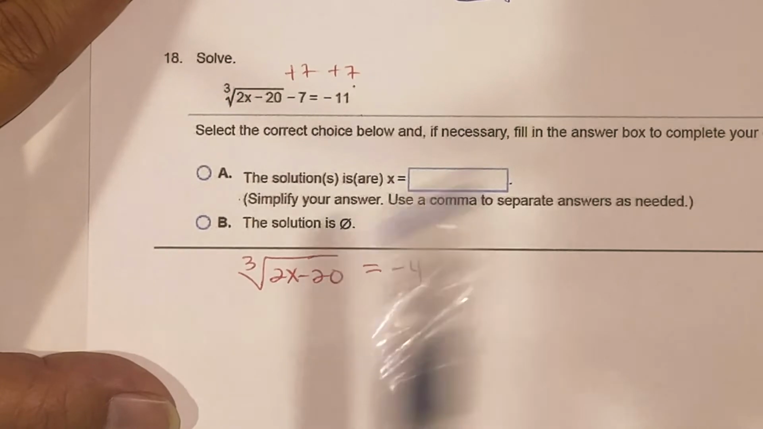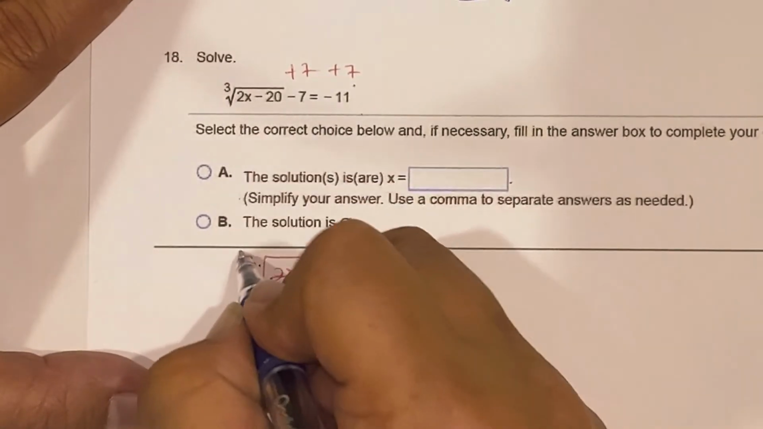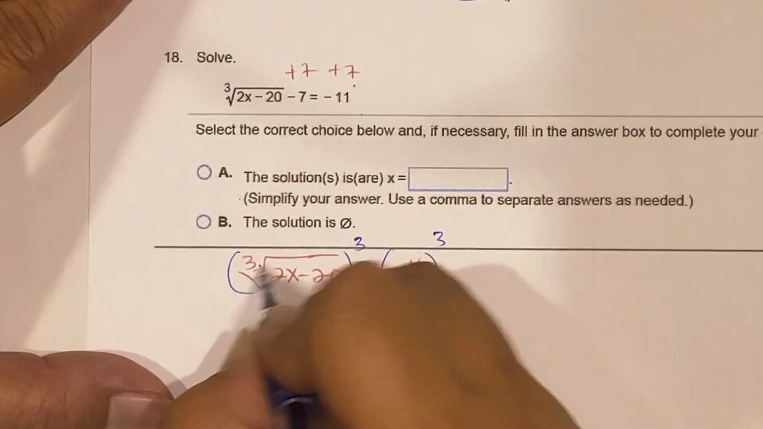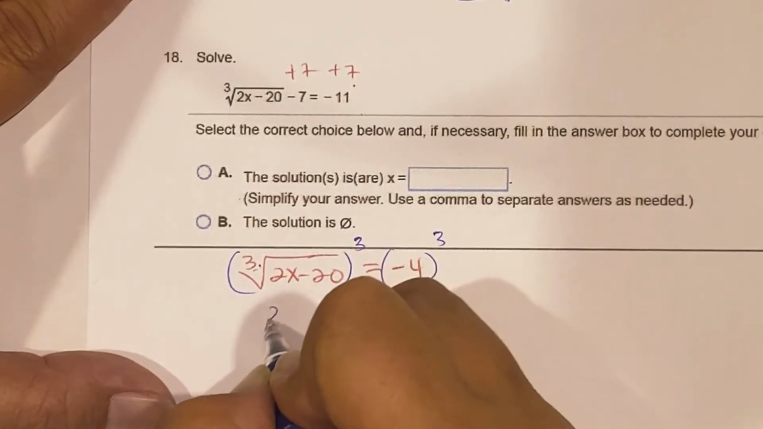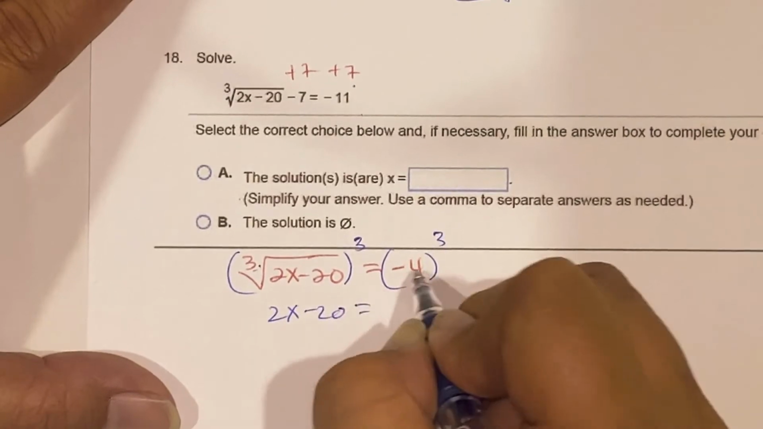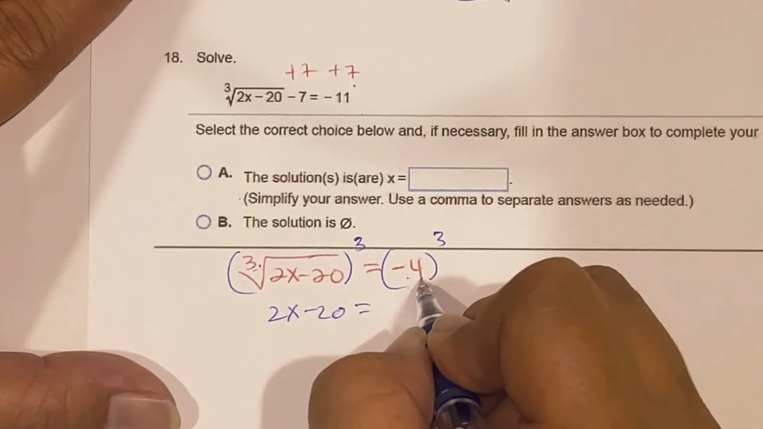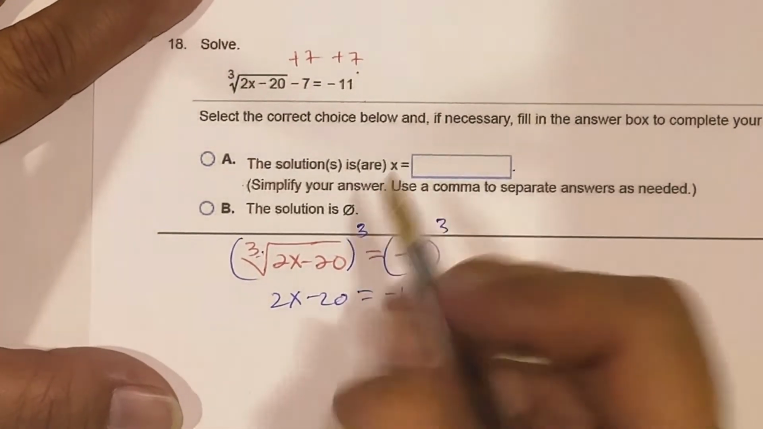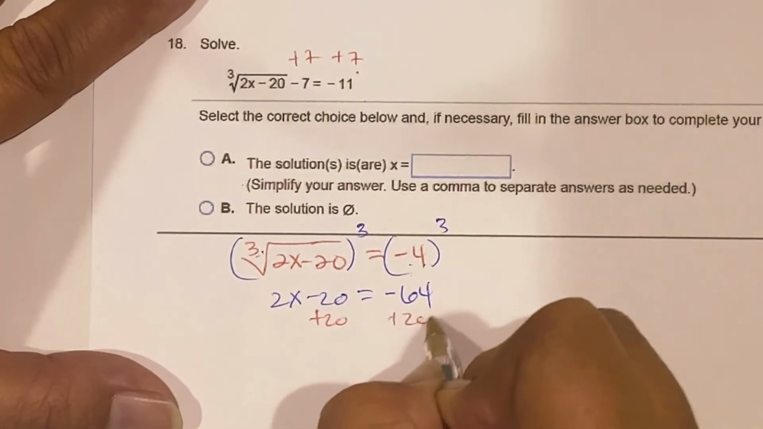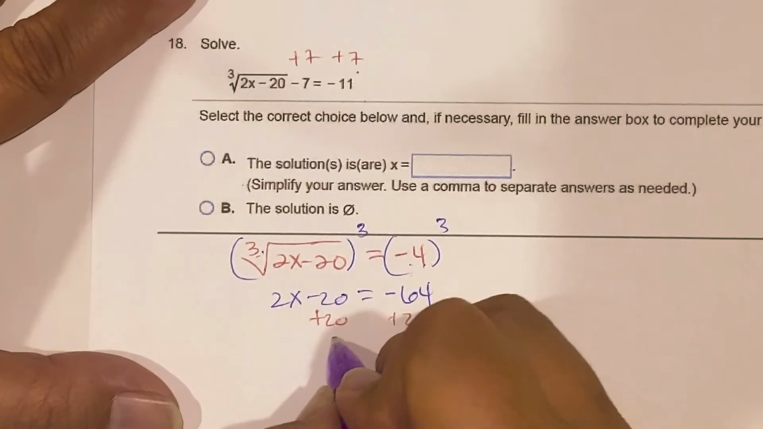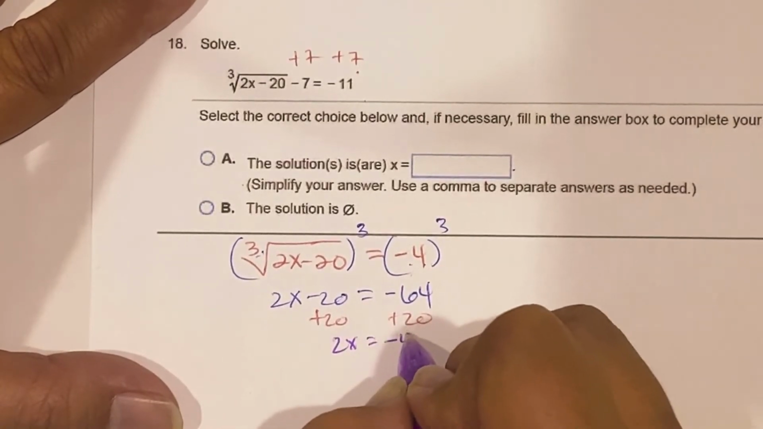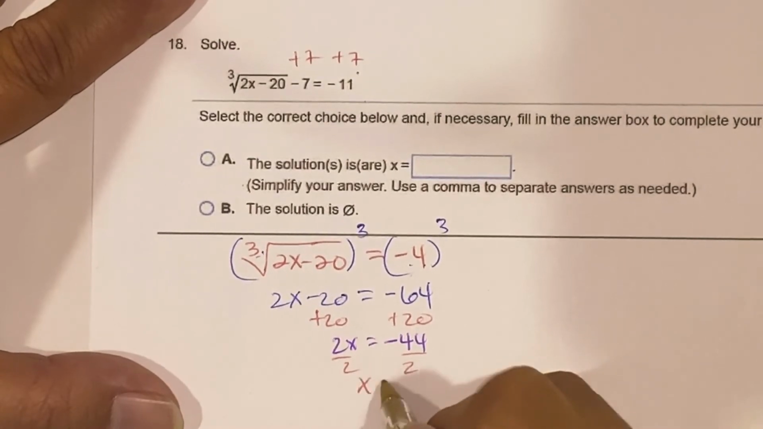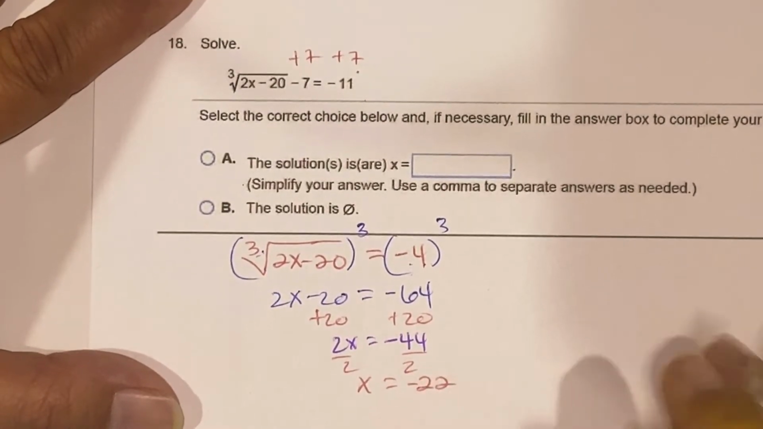When you get to this point, it's a cube root. So to break that root, you need to raise it to the power of the index. So since it's a 3, I'm going to raise both sides to the power of 3. I become 2x minus 20 equaling negative 4 times another negative 4 times another negative 4, which is negative 64. Then we're going to add 20 over. So you get 2x equals negative 44, and then divide by 2. So you get x equals negative 22.